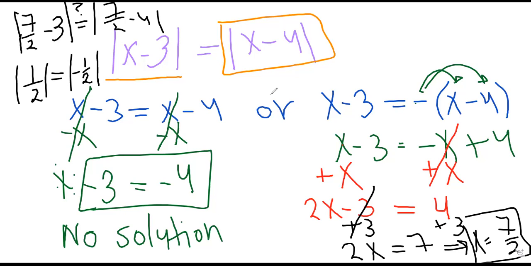And we know that the absolute value of 1 over 2 is 1 over 2. And also the absolute value of minus 1 over 2 is 1 over 2. This is a true statement. Great. That means the solution is 7 over 2.